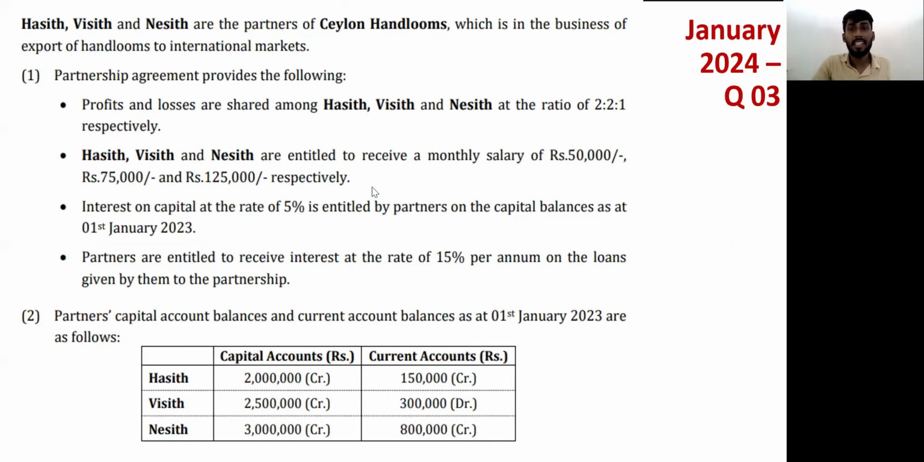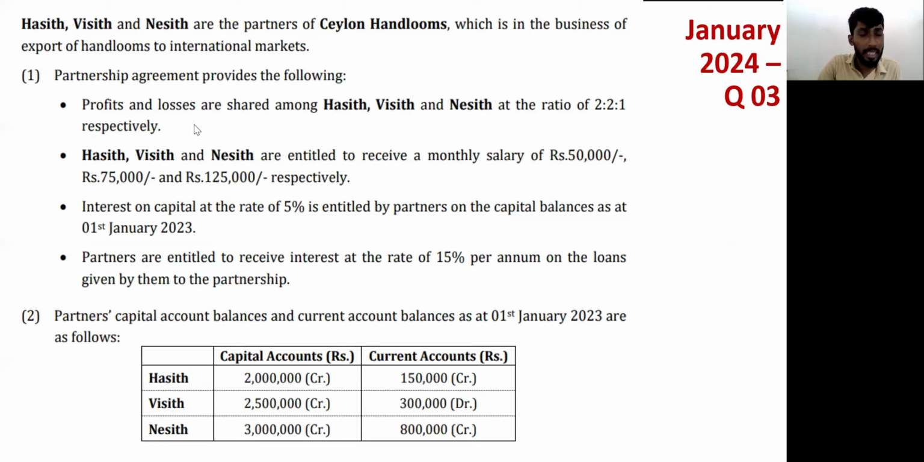Now, it's our time to discuss the first question, to get a good understanding. Okay, let's read. Hasit, Visit, and Nesit are the partners of Ceylon Handlooms, which is in the business of exports of handlooms to international markets.